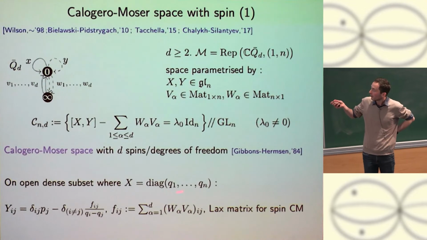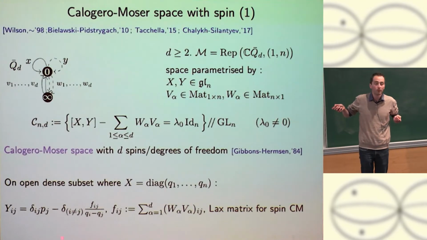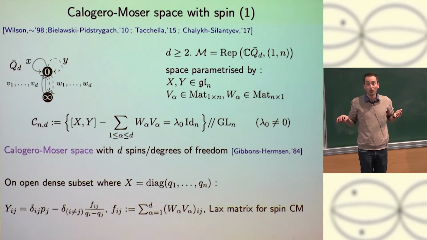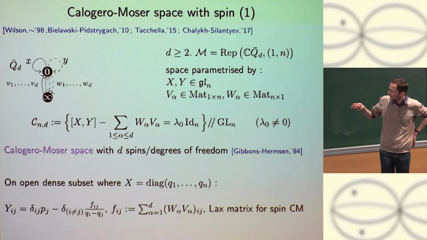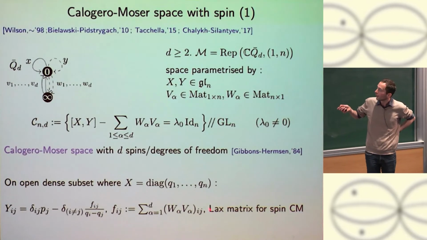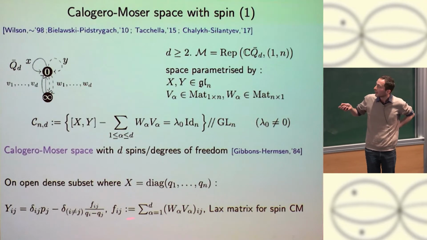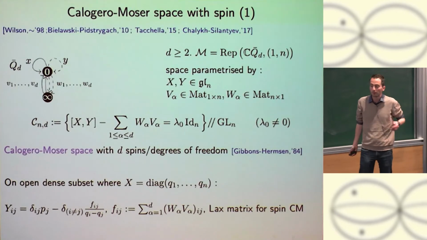One of your two square matrices, you diagonalize it on a dense open subset. And then you look at the other matrix, it will have some free diagonal entries. And then off diagonal, well, there is something fancy, but not too fancy. So it's basically obtained by just coupling all these vectors and covectors, which are representing these additional arrows that we had. And then there is a 1 over the difference of the eigenvalues of the X matrix.